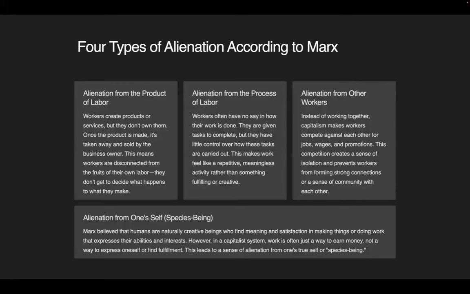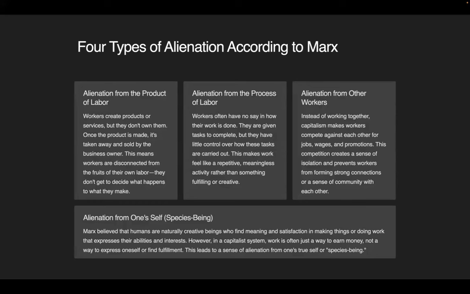The third type is alienation from other workers. Instead of working in camaraderie or working together, the capitalist makes workers compete against each other for jobs, for wages, for promotions. This competition creates a sense of isolation and prevents workers from forming strong solidarity or a sense of community with each other. They are most often thrown into outright competition. The one who wins will be rewarded, the one who loses will be discarded.